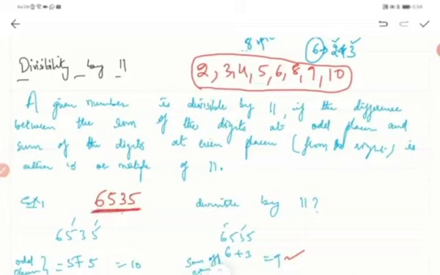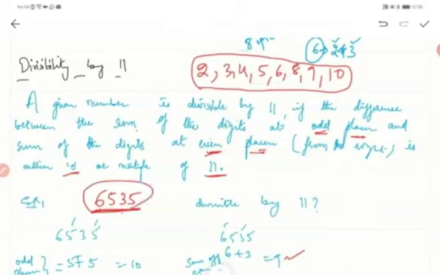do is you will find the difference of the sum of the digits at odd places and the sum of digits at even places. So first you will find the sum of digits at odd places and even places, and then you will take the difference of that. And if you are getting 0 or a multiple of 11, then you will say that this total number is divisible by 11. See, I will show you one example, then it will be easy for you.